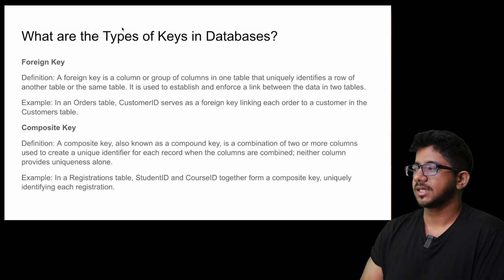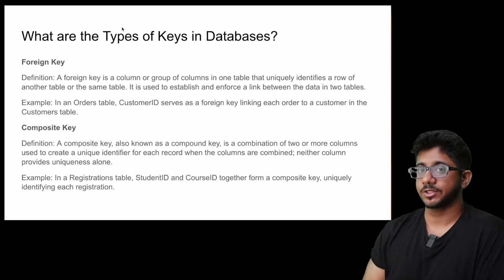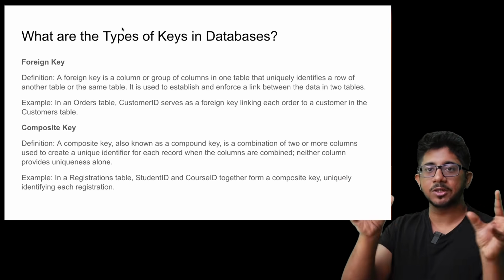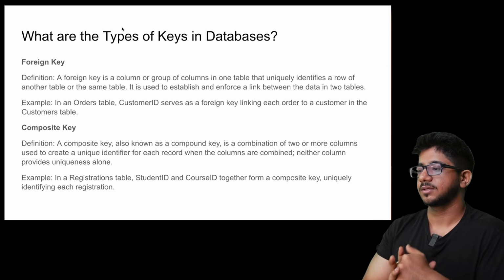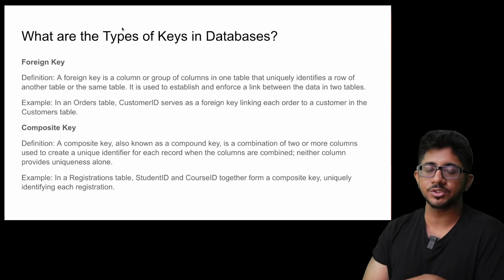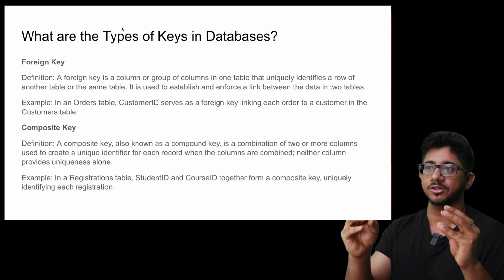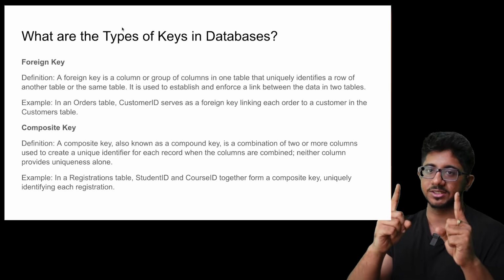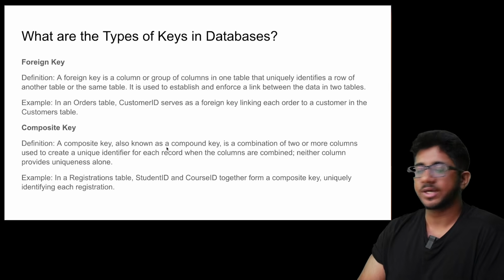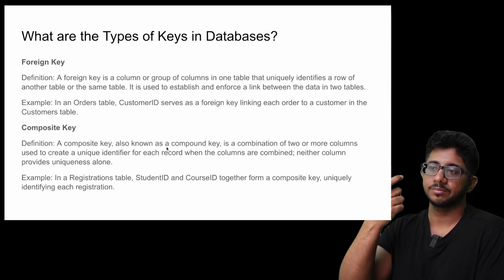Composite key is basically a combination of two or more columns that makes it unique. So a candidate key, which is a combination of multiple columns, right? So for example, if you have a registration of a student in a course, then student ID comma course ID has to be unique in every row, right? Because a student can be enrolled in one course exactly once. So student ID comma course ID can be a composite key.